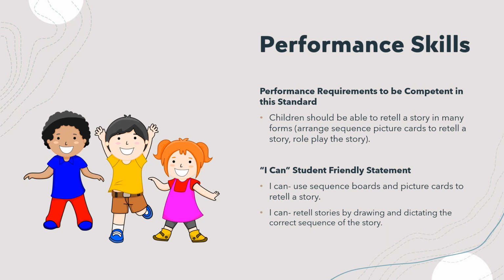Performance skills required in this deconstructed standard would be that children should be able to retell a story in many forms. That is, arrange sequence picture cards to retell a story, perhaps role play the story. While the I can student-friendly statement would be I can use sequence boards and picture cards to tell a story, and I can retell stories by drawing and dictating the correct sequence of the story.